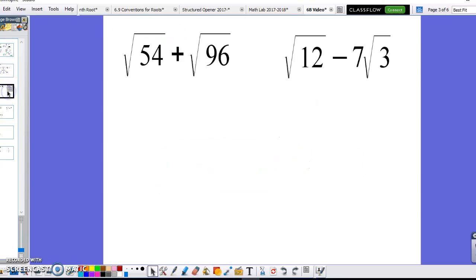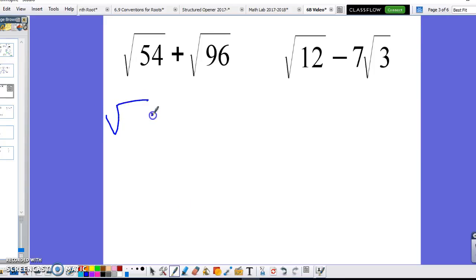Okay, next, what if I have a problem such as these where I don't have, quote-unquote, a like term, so 54 and 96 are different? Well, I'm going to start off by seeing if I can simplify them. If I can't simplify these, then this is all I can do. There's nothing for me to do.